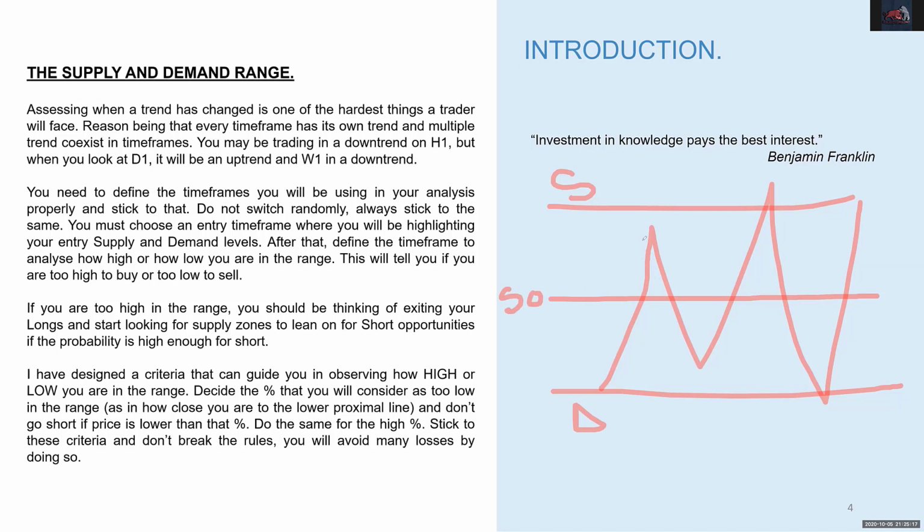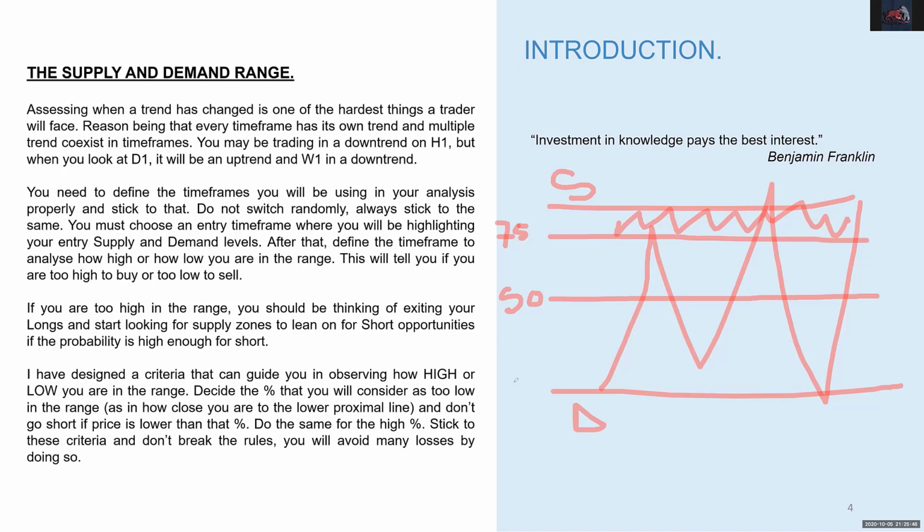So for you to consider a zone where you'll be like, okay, I think right now price is going to respect the supply, you need to consider at least 75% of the range. Meaning if price is anywhere in this area here, you are looking to exit your long positions or to add short positions.